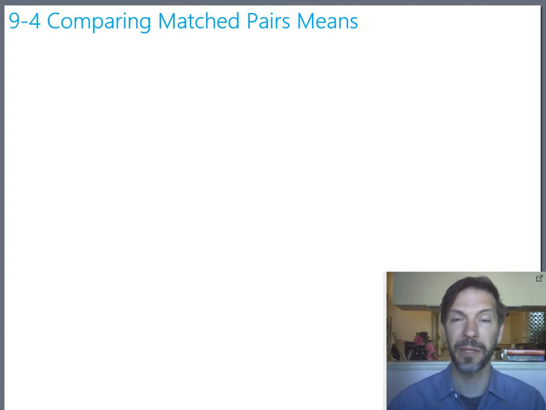In the last section, we looked at comparing two means that were from independent groups. The data isn't always independent, though. So let's take a look at an example to motivate what we're talking about in this section.